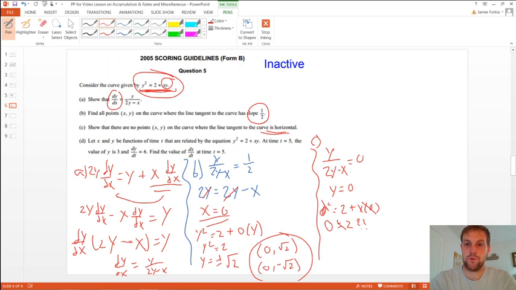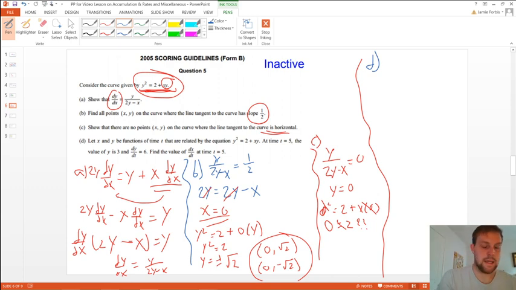And then lastly, we're going to do D. We'll be done. I'm making really good time. All right, D says let x and y be functions of time t that are related by the equation y squared equals 2 plus xy. At time equals 5, the value of y is 3 and dy over dt is 6. Find the value of dx over dt at time equals 5.